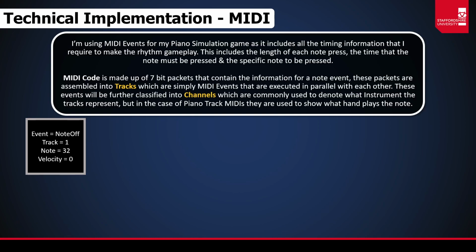Or there are control events, which are used to target specific parts of music, such as if one part of a track has a higher tempo than another. But speaking of tracks, MIDI code is assembled into 7-bit packets. These packets are what essentially makes up a MIDI event. Now, they're assembled into tracks, and these tracks are just MIDI events executed in parallel, so one after the other. And these tracks are then classified into channels.